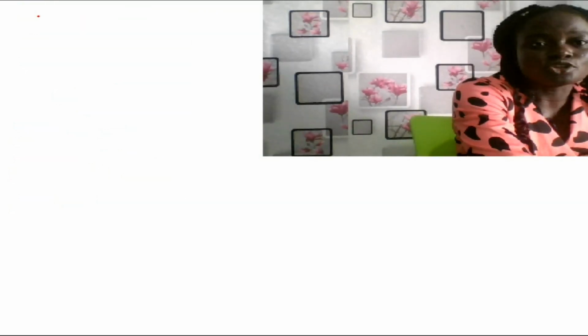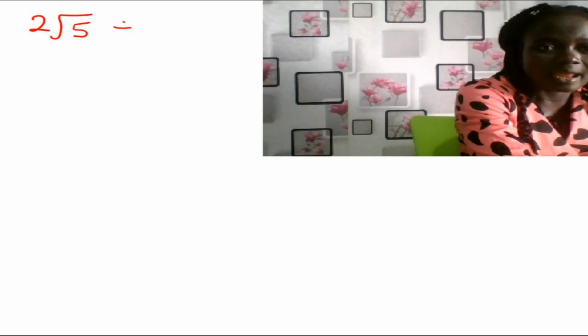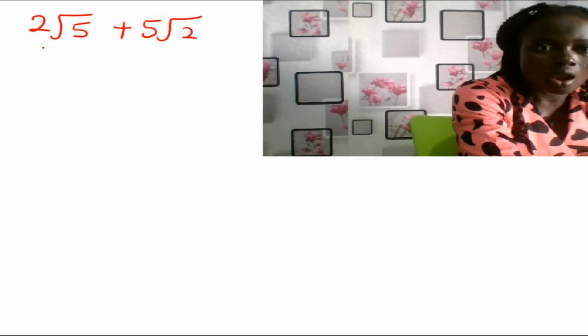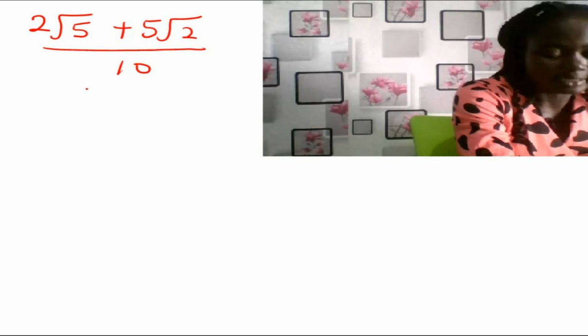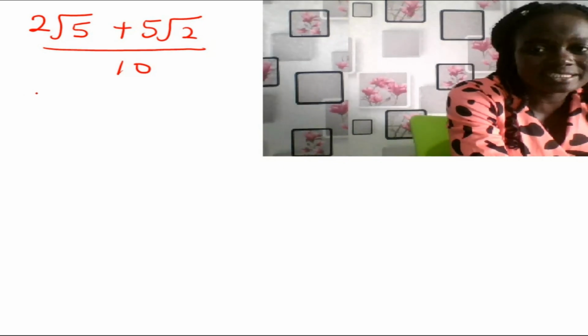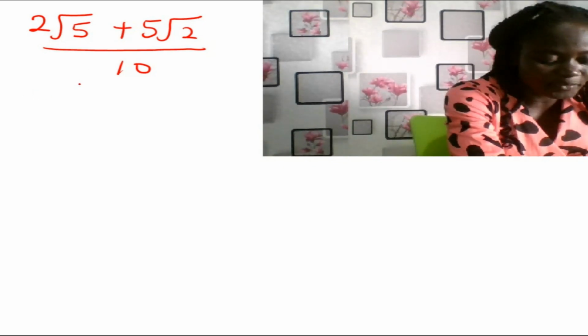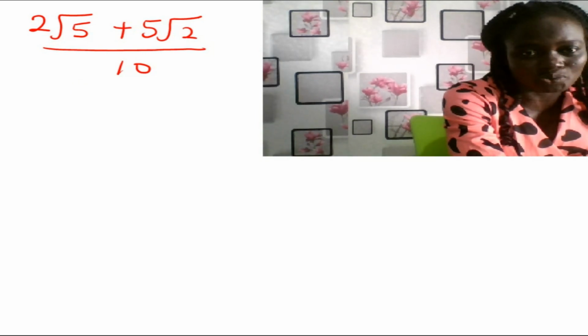Good. So bringing it together, we are going to have 2 root 5 plus 5 root 2 over 10. Then it is in the form, we are simplifying this question, the question given to us, in the form a root 5 plus b root 2.